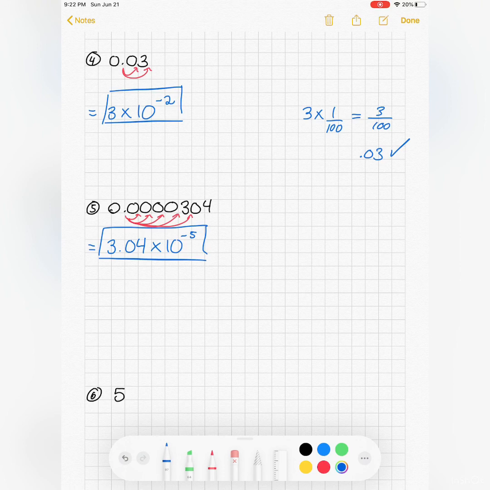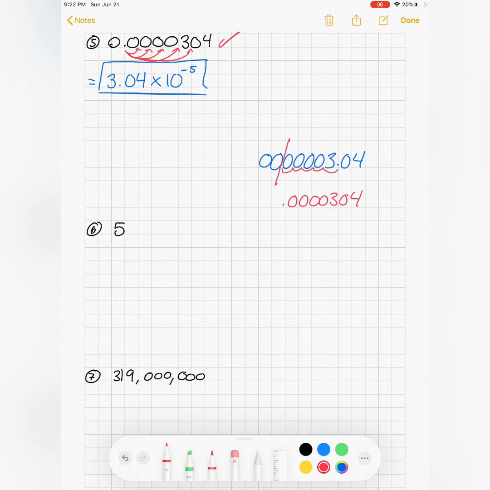If I wanted to check that, I just put a bunch of zeros, as many as I want there. There's my number. I moved the decimal 5 places left. Then I'd have 0.000304, which is what I started with.